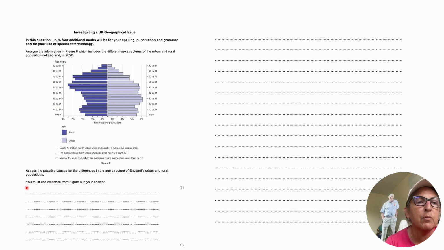Notice this sentence, everybody. You must use evidence from figure 6 in your answer, or you will not get more than 4 marks. You have to quote information, or at least talk about higher percentages between this age and that age compared to lower percentages. If you're not even going to quote the actual percentages, use more, less, a lot more, a lot less.